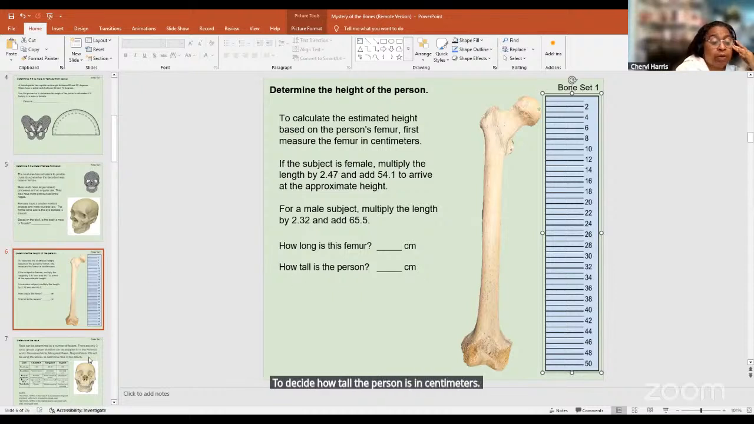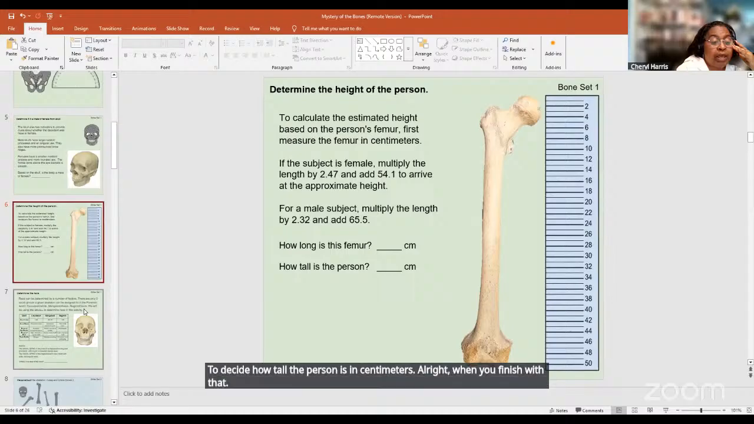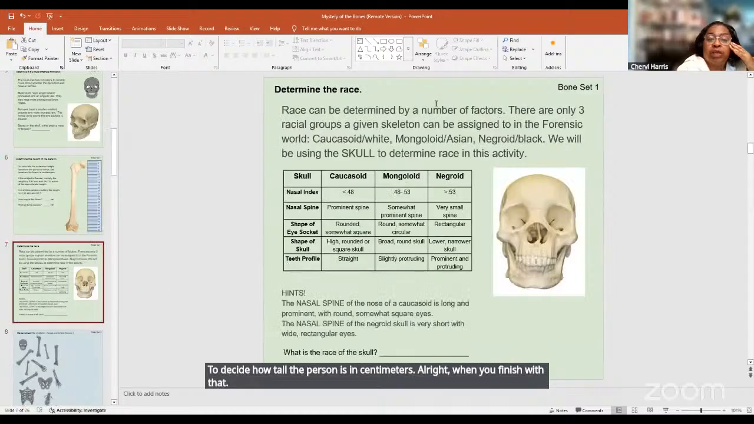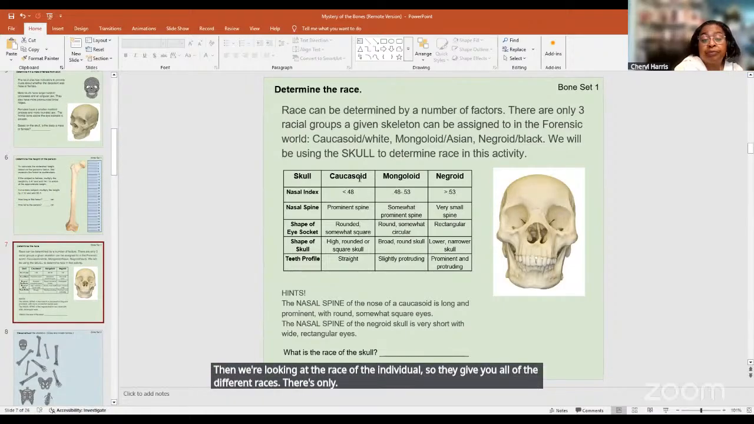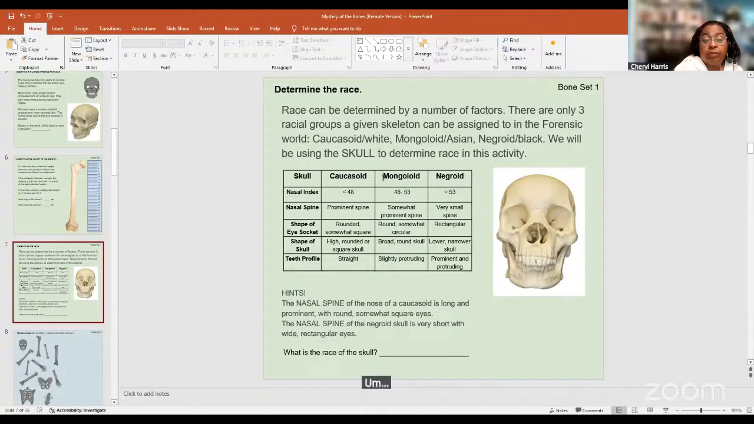All right. When you finish with that, then we're looking at the race of the individual. So they give you all of the different races. Well, they don't have Asian as such, but they can tell Asian. They're doing Mongoloid. So these are the races that they can determine: Caucasian, Mongoloid, which is kind of Asian, and Negro or African American.